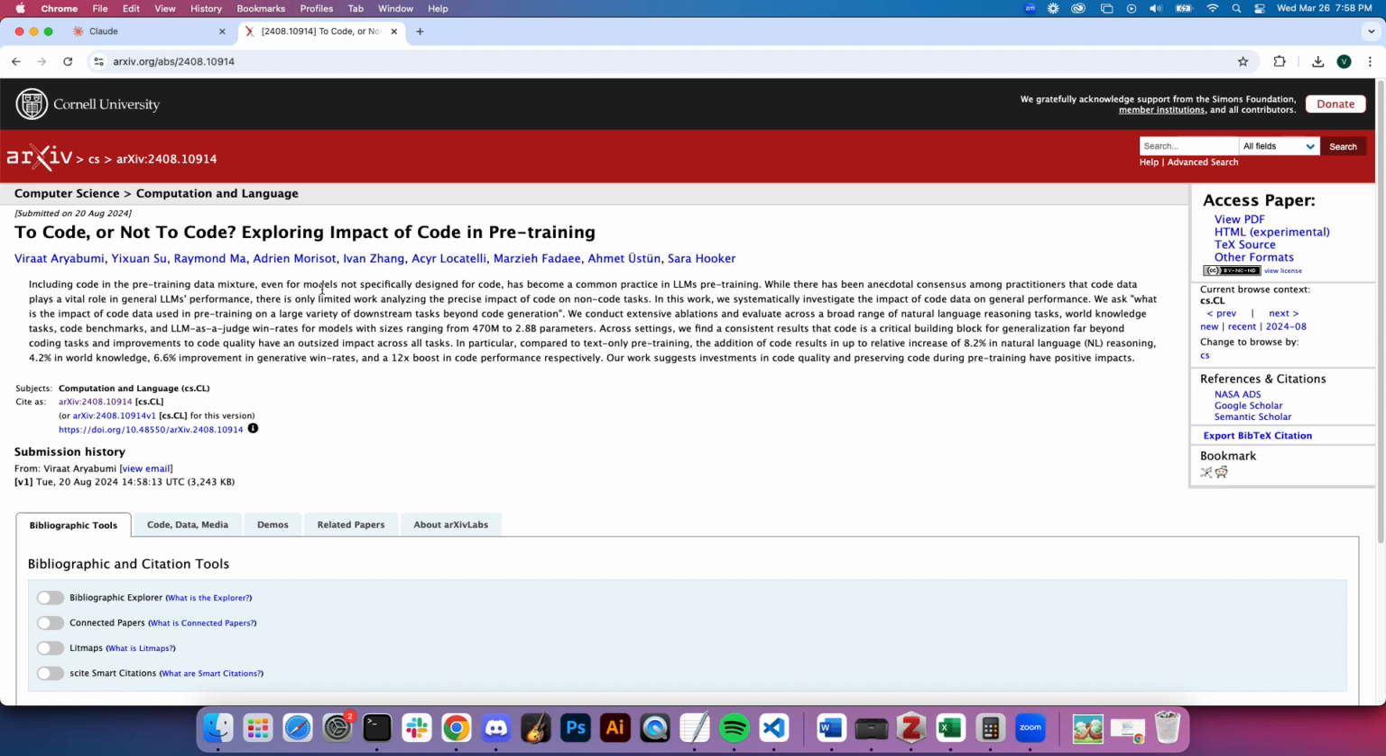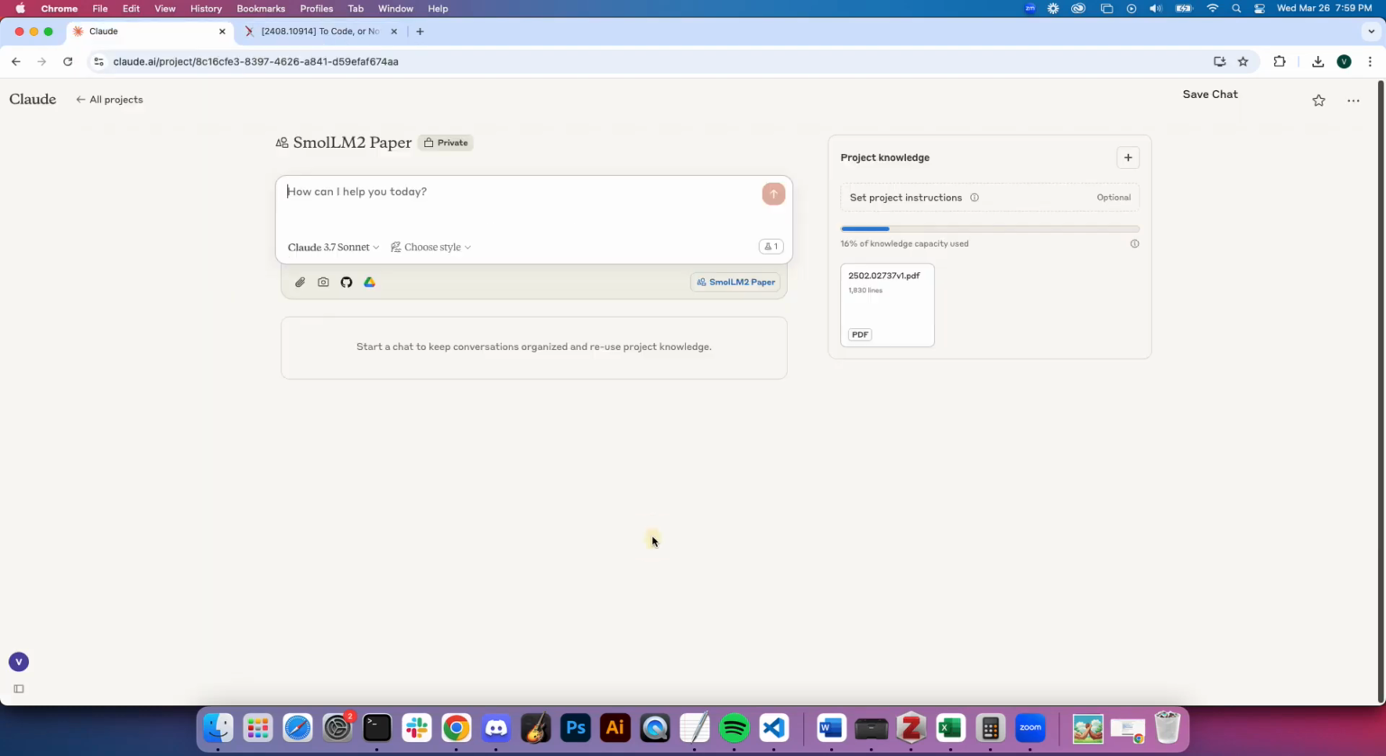Including code in the pre-training data mixture, even for models not specifically designed for code, has become a common practice. While there has been anecdotal consensus that code data plays a vital role in general performance, there's only limited work analyzing this. They investigate the impact of code data. Let's see, we find a consistent result that code is a critical building block for generalization far beyond coding tasks, and improvements to code quality have an outsized impact across all tasks. The addition of code results in up to a relative increase of 8.2% in natural language reasoning, world knowledge, generative win rates, and a 12x boost in code performance. Investments in code quality and preserving code during pre-training have positive impacts. Cool. So obviously that's just the abstract, but just take a peek at that.